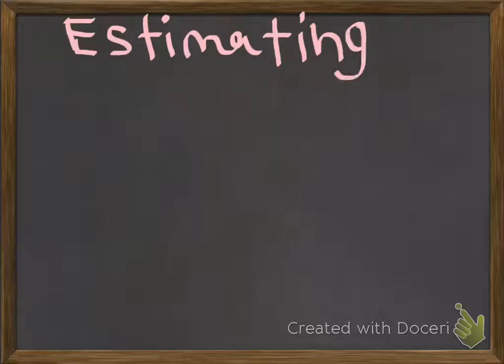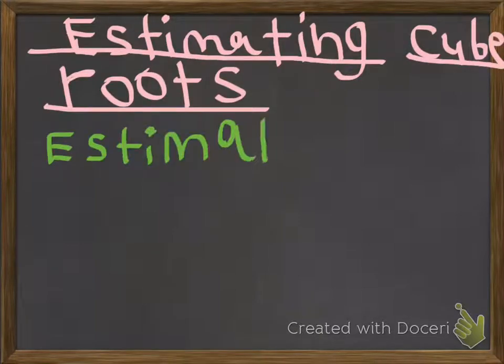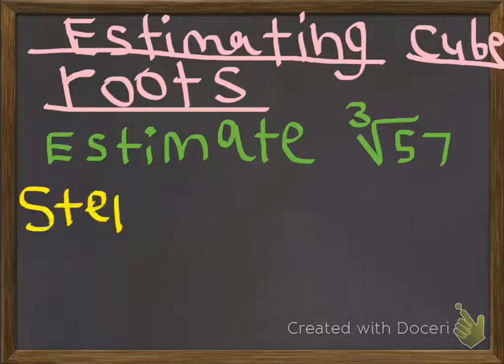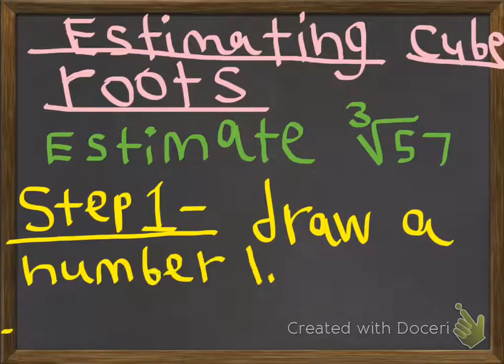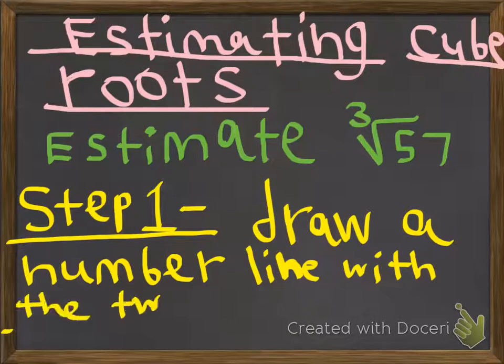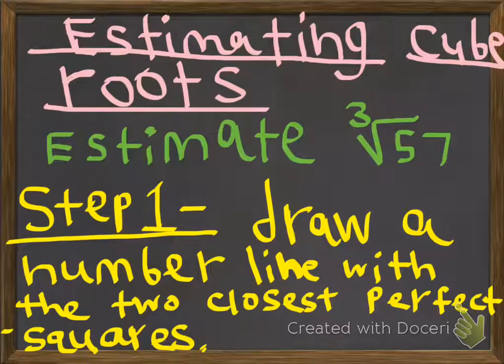Now let's estimate cube roots. We're going to teach you how to estimate with the first example: estimate the cube root of 57. Step 1. Whenever you're estimating cube roots, make sure to draw a number line with the 2 closest perfect cubes. So, when you draw the number line, you need to have the 2 closest perfect cubes with them.